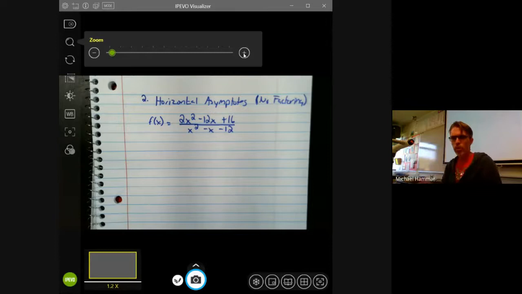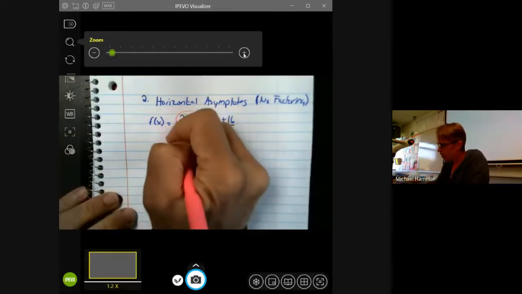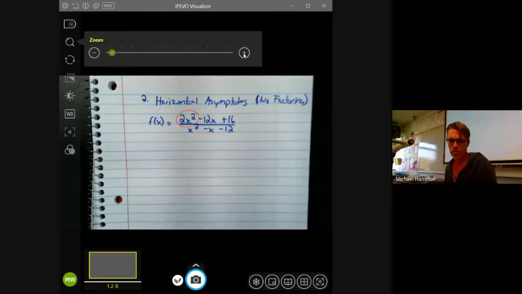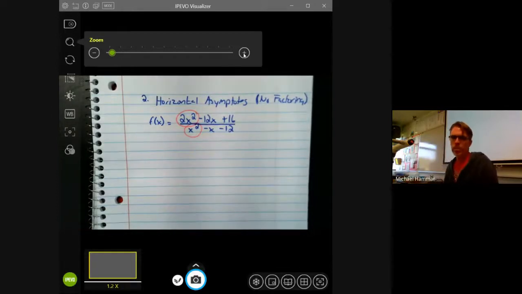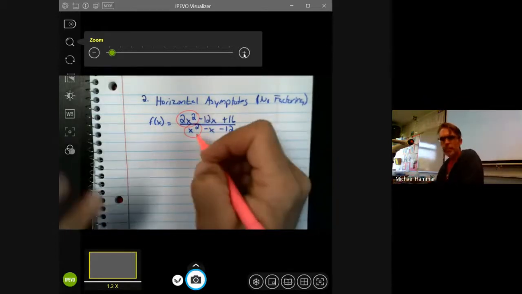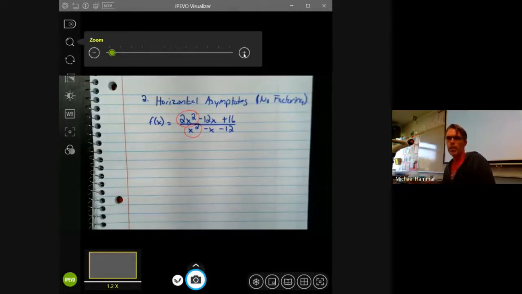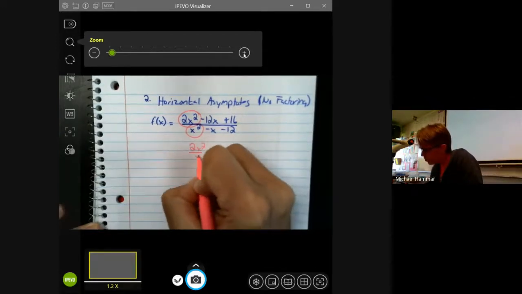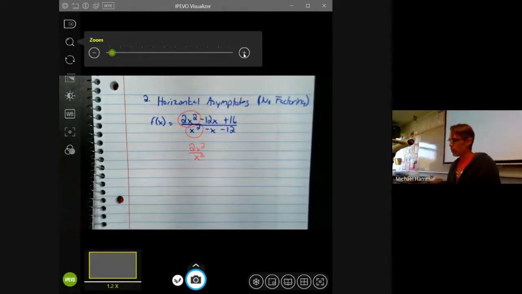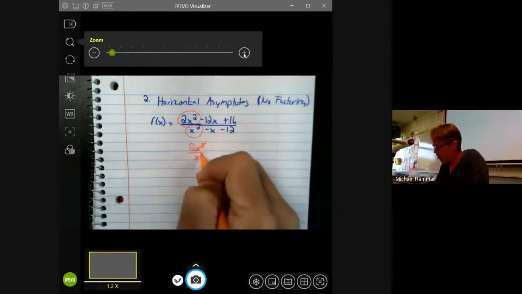So what we're going to look at is the highest degree term in the numerator, and the highest degree term in the denominator. By looking at both of those things, we can determine where our horizontal asymptote is. There are 3 different situations that we can talk about. Let's talk about this one first, and then I'll talk about the other 2. First of all, if you take 2x squared over x squared, you'll notice that these 2 things will cancel out.